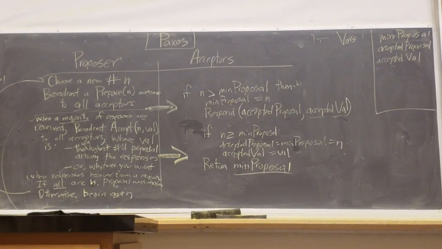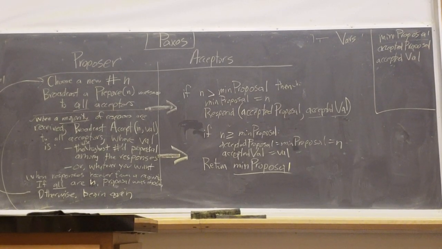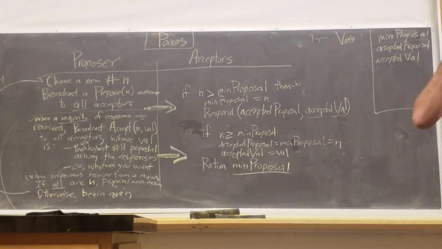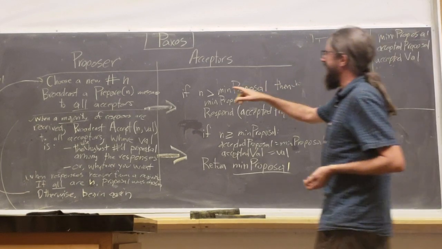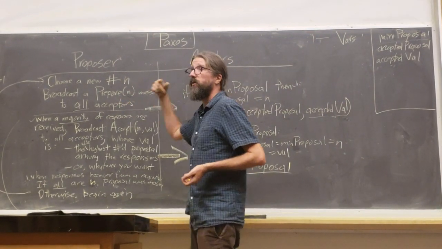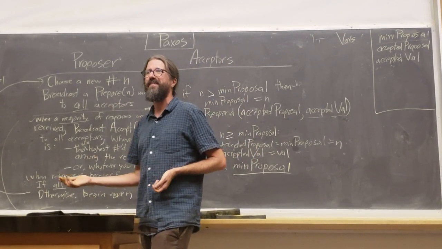Because we're only trying to decide one thing, and if it's already decided, we're wasting our time if we don't figure out what it is. So one thing is to decide if something's already been accepted, if our proposal is constrained. And the other thing is to get this number n out there so that we can block potentially earlier numbered proposals that might be conflicting with us.